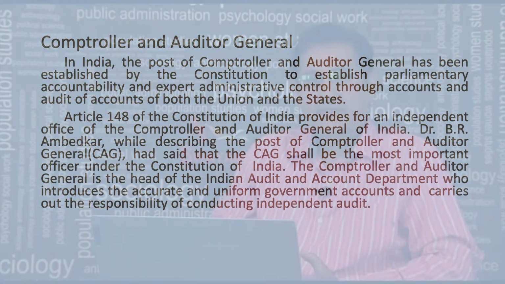Students, to carry out the activities of audit of government accounts, there is one officer named the Comptroller and Auditor General, who is mentioned in the Constitution of India. This office is mentioned as the most important office by B.R. Ambedkar, who said that this officer will be the most important officer, who will present the accurate and uniform government accounts and will also carry out the important function of audit.